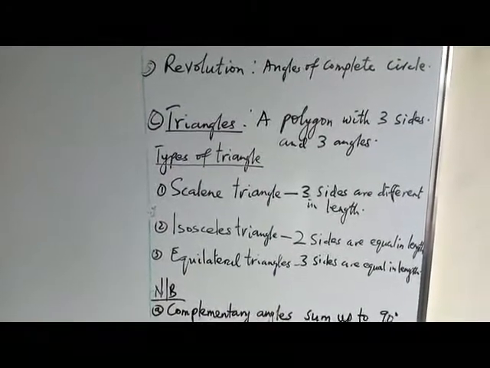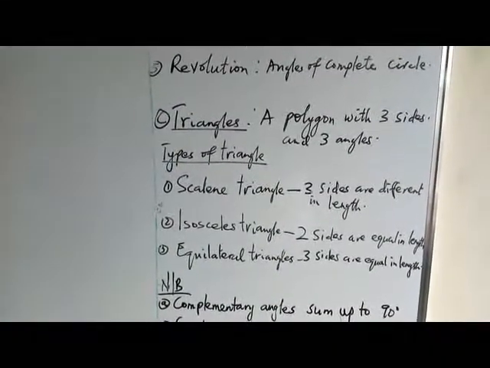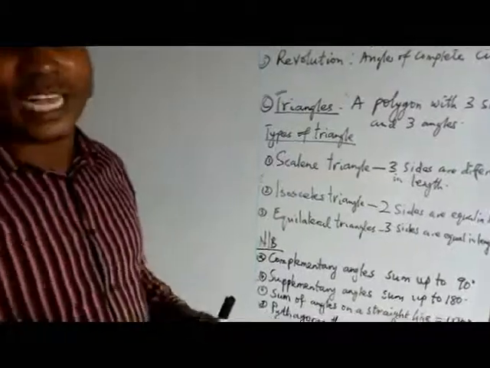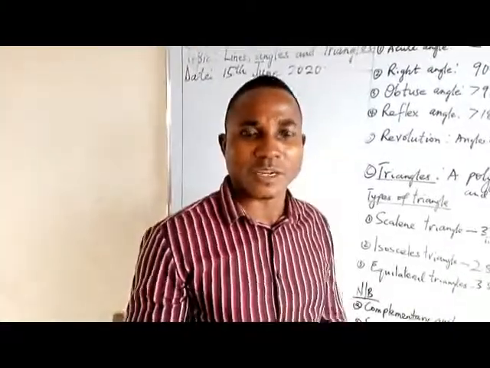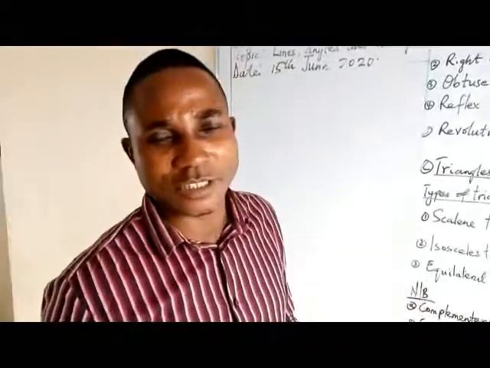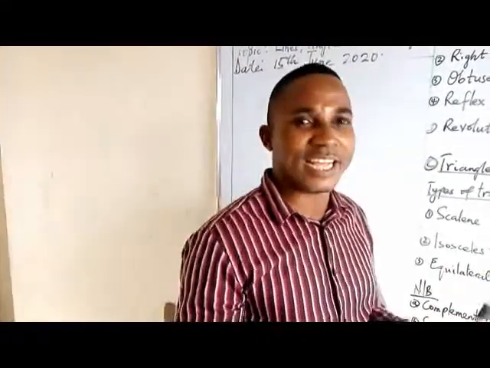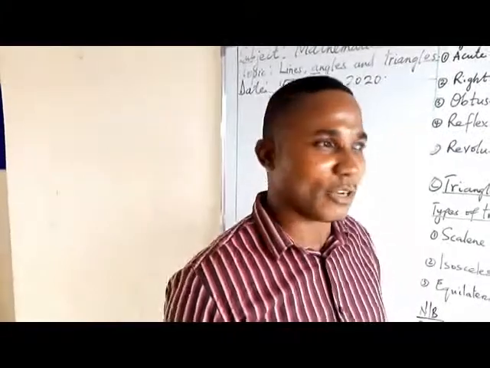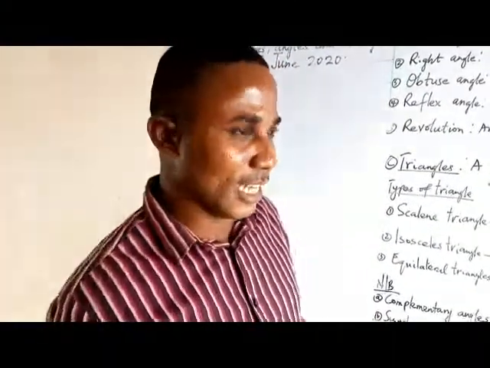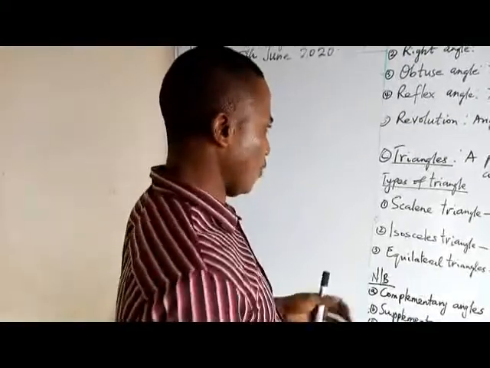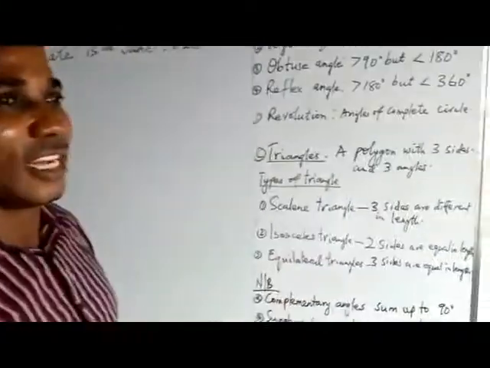We have other polygons. We have the one that has 4 sides and 4 angles, which is the rectangle. We have the square. We have the pentagon, which has 5 sides. We have the hexagon, which is 6, heptagon, which is 7, octagon, which is 8, nonagon, and decagon, and so on and so forth. So we want to look at types of triangles.